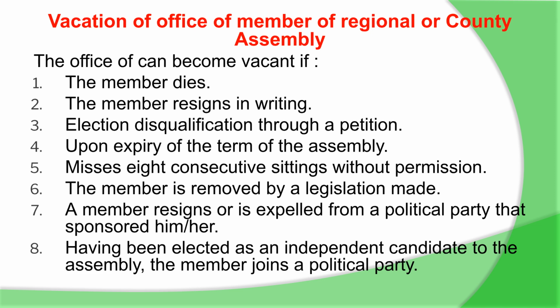An office of the regional or county assembly may become vacant upon the member's death, written resignation, or election disqualification through a petition. The office is also vacated upon the expiry of the assembly term, missing 8 consecutive sittings without permission, removal by legislation, or joining a political party after being elected as an independent candidate.